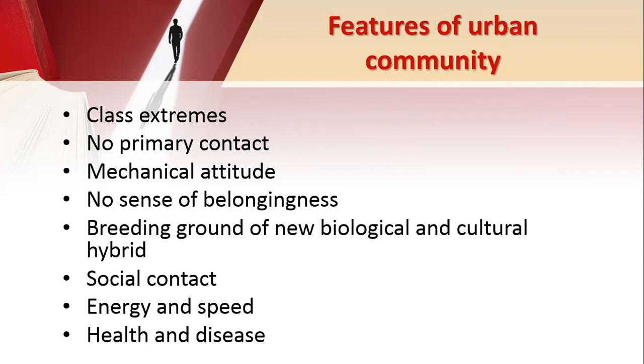And the sixth point is social contact. Social contacts are impersonal and segmented. Social distance is maintained due to heterogeneity and anonymity. So here the people don't have personal contact or personal interaction with one another.